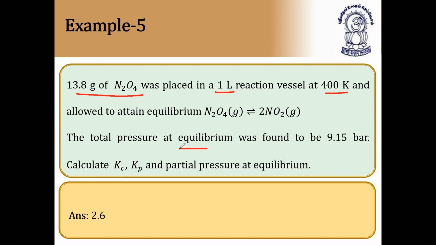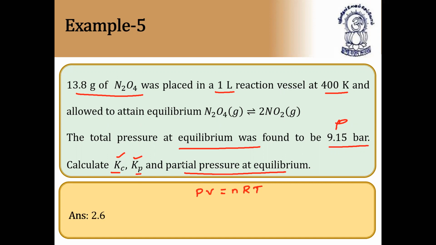So the total pressure at equilibrium was found to be 9.15 bars. So total pressure is also given. Calculate Kc, Kp and partial pressure at equilibrium. So they're asking us to find the equilibrium constants Kc and Kp. For equilibrium constant Kc, we have to find the volume first by using this relation. So PV is equal to nRT, and we know the number of moles also. So first we can find it from PV is equal to nRT.